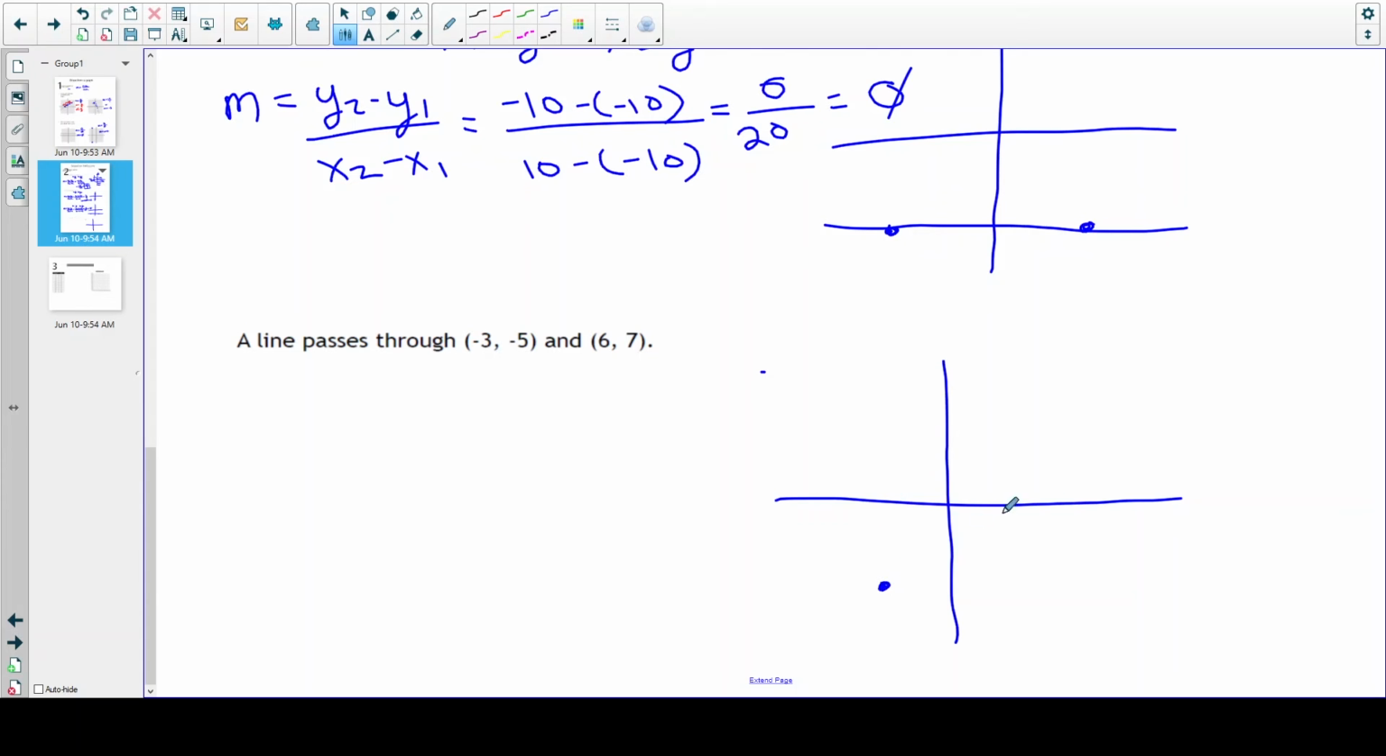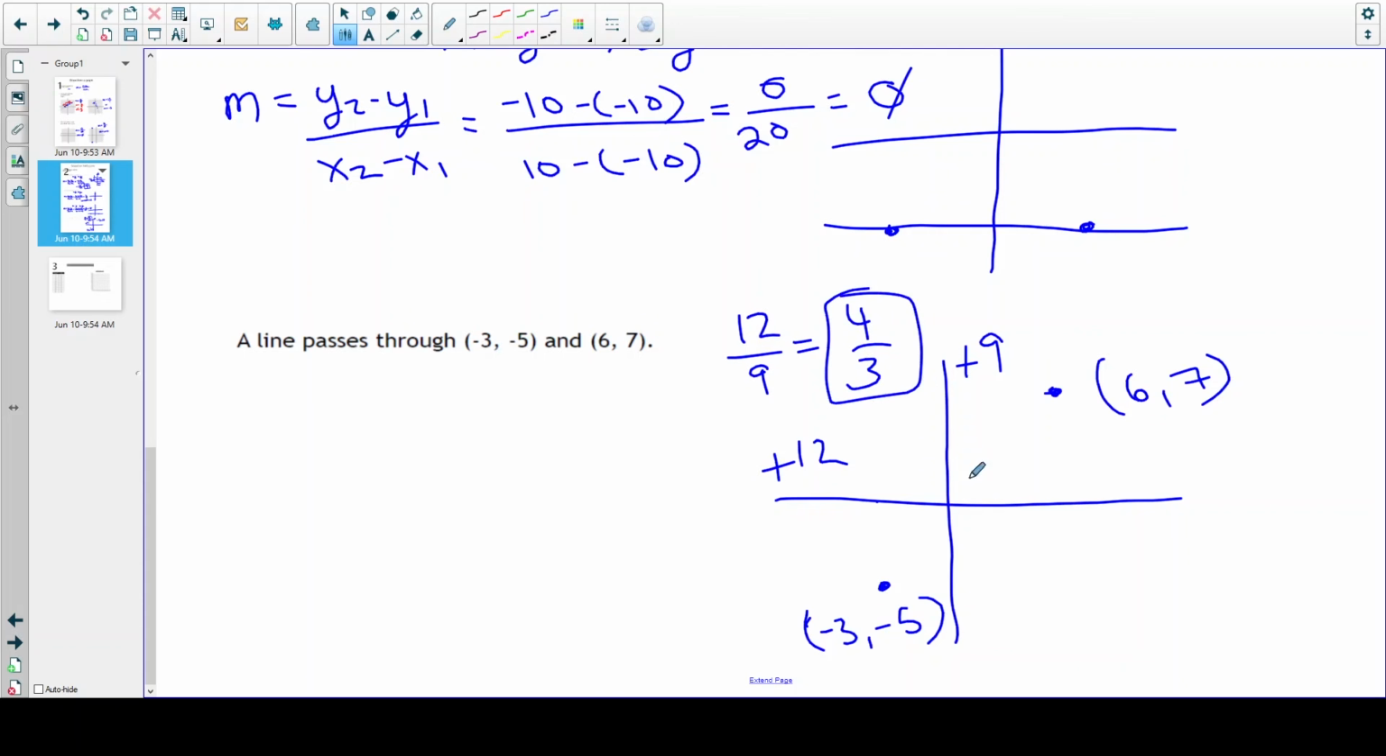-3, -5 is down here somewhere. 6, 7 is up here somewhere. Now, the one thing we could look at here quickly is if I have these 2 points labeled, and I wanted to, I could count up. To go from -5 to +7 is up 5 plus 7 more, which is 12. So that would be up 12. And to go from -3 to +6 is right 9. So my slope is actually going to be 12 over 9. And if I reduce that, it's going to be 4 over 3. That's just by counting on my graph, right? Now that I've done my little sketch, I can count.